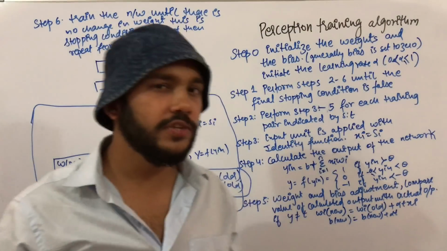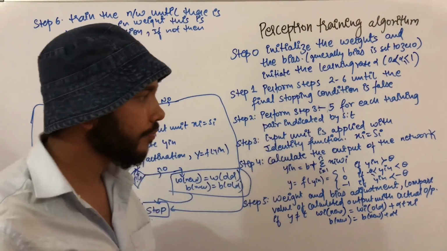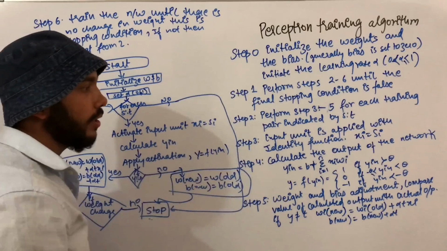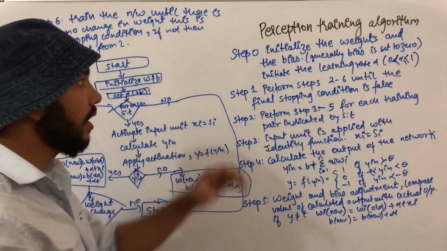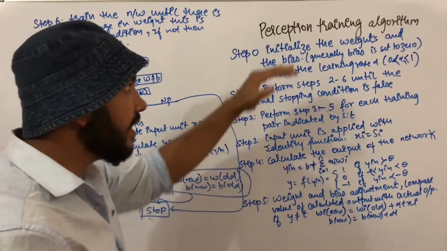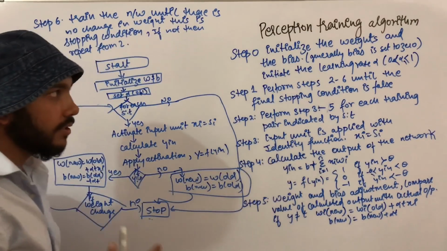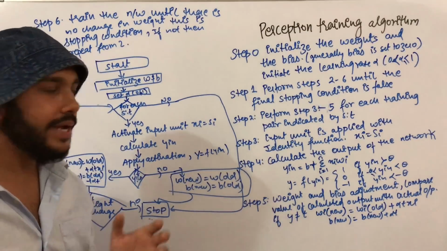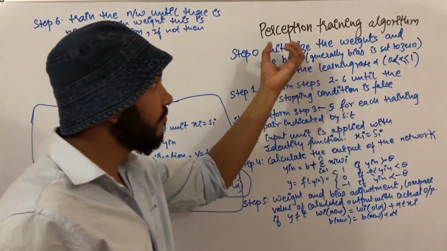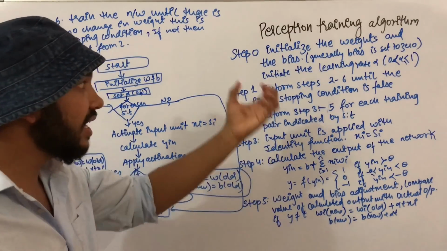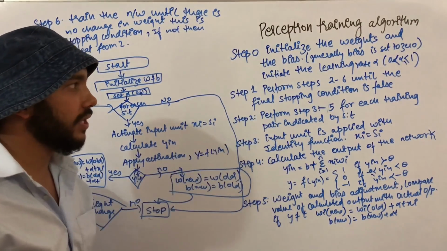Hi guys, in this video I'm going to talk about the Perceptron training algorithm. Basically, the Perceptron training algorithm involves 7 steps. First step, or you can also say step 0, is to initialize the weights and the bias. We can initialize the weights with any value and the bias with any value. Generally we set the bias value equal to 0 for easy calculation.